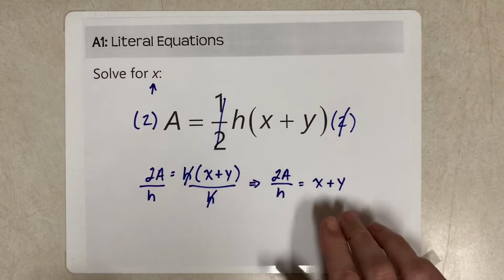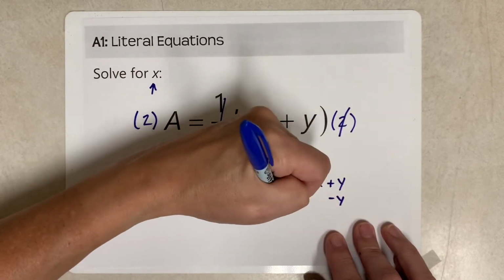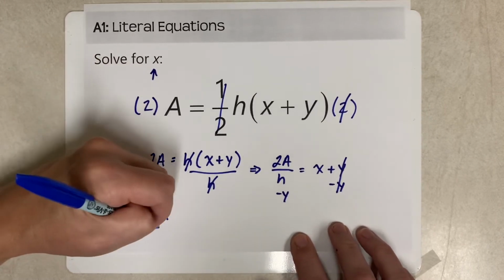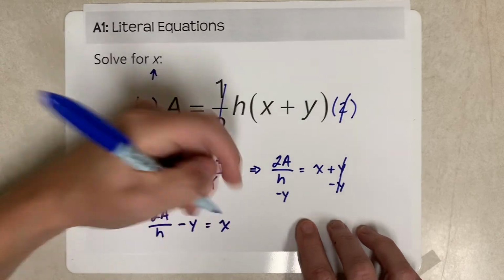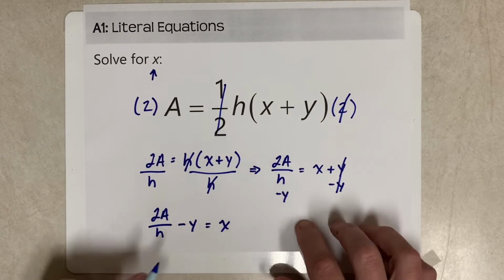And now we can just get rid of what we want. We want x by itself, so we have to subtract y on both sides. And so now we have 2a over h minus y equals x. And that minus y is not in the numerator, it's all by itself at the end of this fraction. Just remember that.